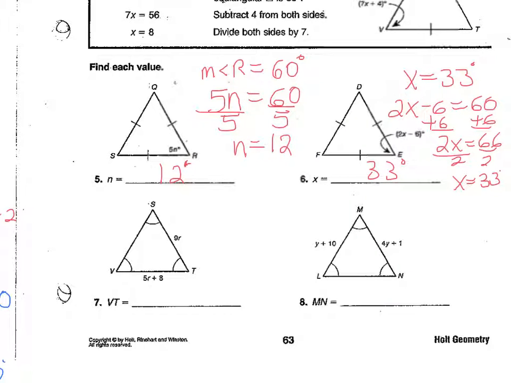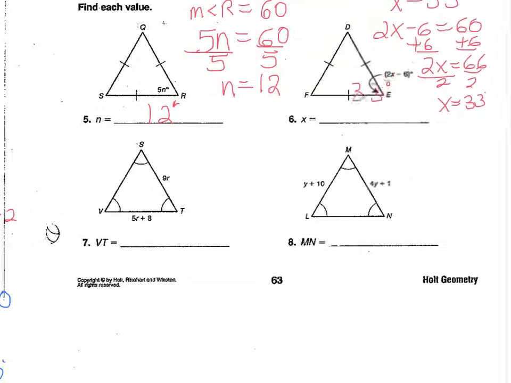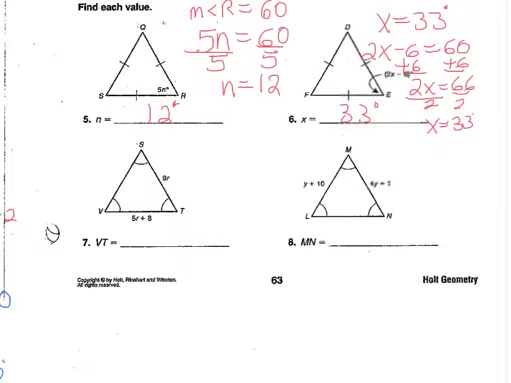In problem number 7, this is a little different because now it's not talking about the angles, it's talking about the sides. So it's pretty much the same idea. It's an equilateral triangle, therefore, it's equiangular. So by the corollary, we can say that it's also equilateral. So since it's equilateral, we can let the sides that are given equal to each other. So here, 9r equals 5r plus 8.